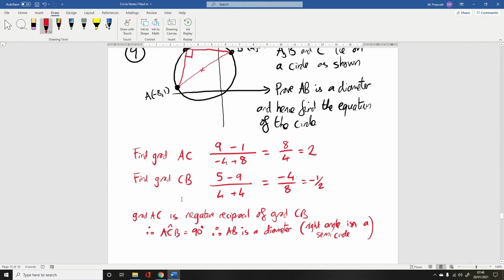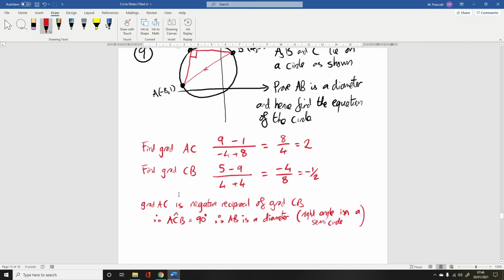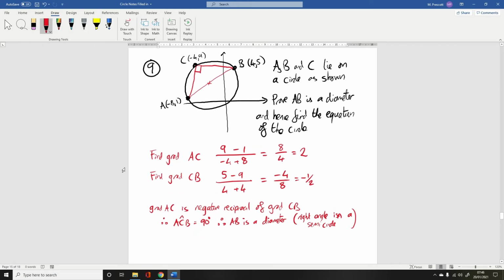It says, hence we want to find the equation of the circle. So how are we going to use what we've just done there to find the equation of the circle? Well, if we want the equation of the circle, we need the centre. And let's call that M, because it is the middle of A and B, isn't it? If they're a diameter, then that's a radius on either side. So we'll find the midpoint of AB. Remember, we do that just by adding up the 2 points and halving it.